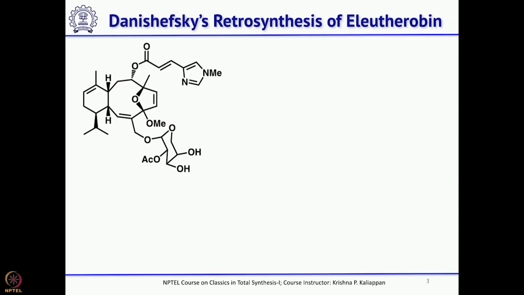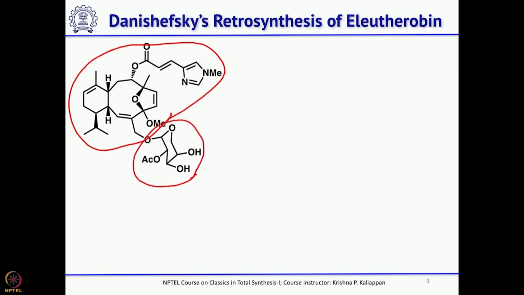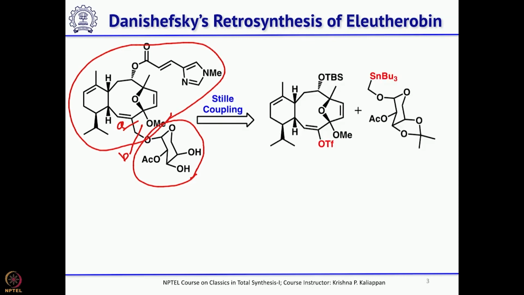From the retrosynthetic point of view, as you can see here, it is very clear. You have a complete carbocycle and a sugar unit. The easiest way to disconnect is either here or here. If you are using Stille coupling, then the disconnection of bond A is better than disconnection at bond B. So the Stille coupling disconnection gives Danishefsky these 2 fragments. On the left hand side you have the vinyl triflate, and on the right hand side you have the tributyltin derivative, which is required for the Stille coupling.